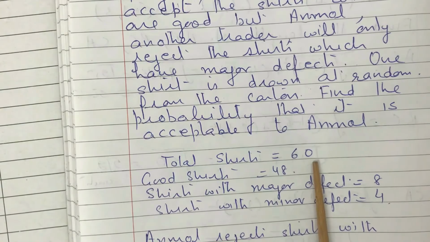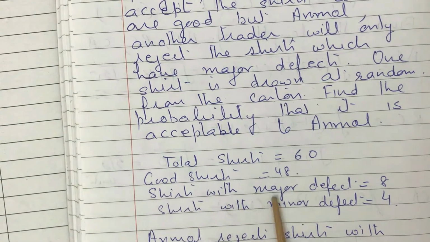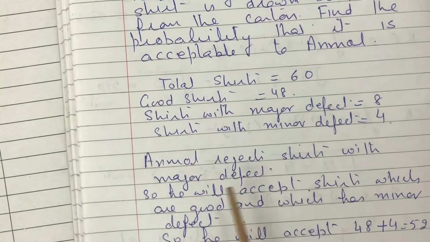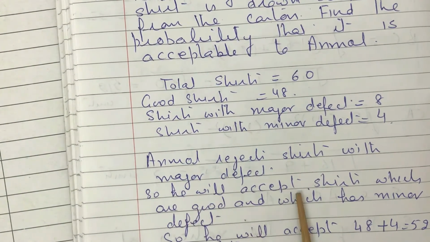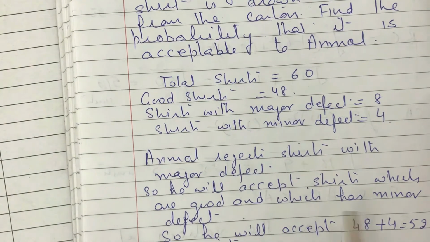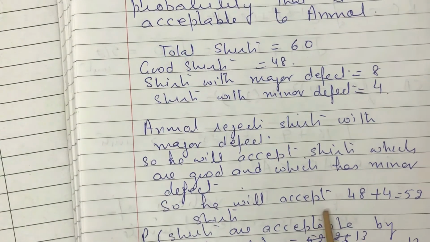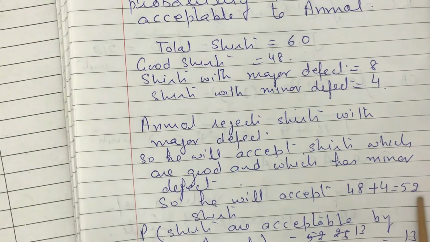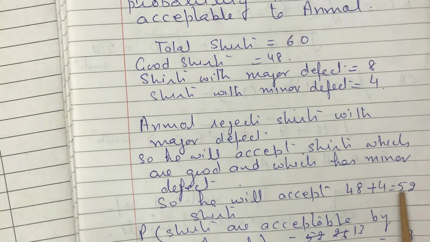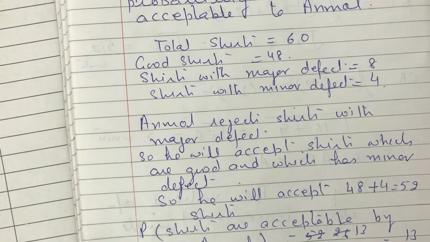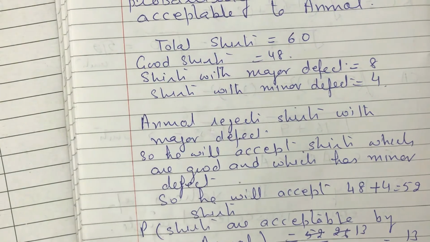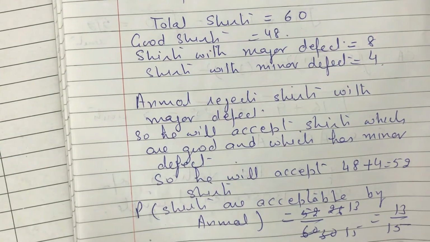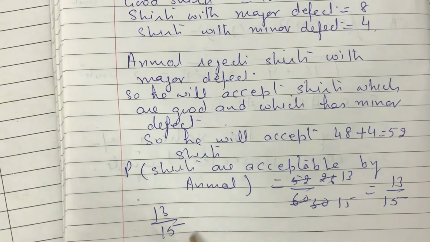Now total shirts are 60, good shirts 48, shirts with major defect are 8, shirts with minor defect are 4. So Anmol rejects shirts with major defect. So he will accept shirts which are good and which have minor defects. So he will accept 48 good shirts plus 4 shirts with the minor defect. That means he will select 52 shirts. So the probability that shirts are acceptable by Anmol is 52 by 60. That is 13 by 15. So the answer is 13 by 15.